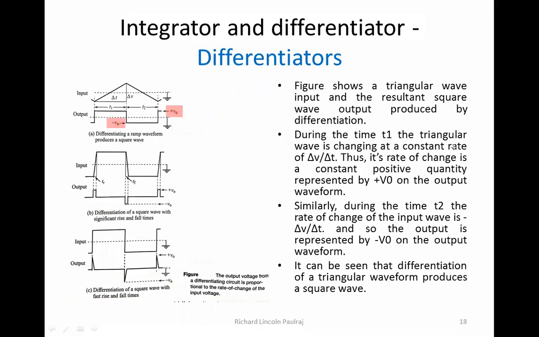During the time T1, the triangular wave is changing at a constant rate of delta V by delta T. So the rate of change of voltage is constant. What is this rate of change of voltage? Voltage changing with respect to time in a positive manner, right? So its rate of change is a constant positive quantity represented by plus V0 on the output waveform. Similarly, if we look at T2, it's going to be the opposite.